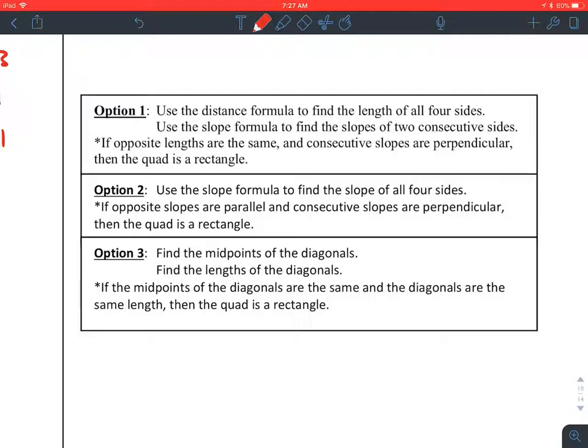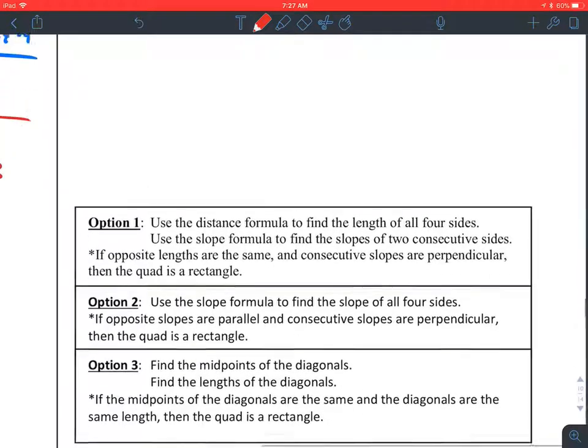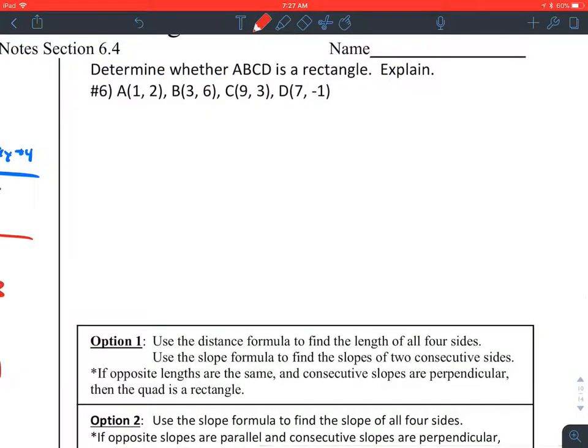Option 3, find the midpoints of the diagonals. If they're the same, it's a parallelogram. Then find the lengths of the diagonals. If they're the same, then that makes it a rectangle. I'm going to choose option 2 for this problem. Let's first determine if ABCD is a quadrilateral. If it's not a quadrilateral, then it cannot be a rectangle. So I'm just going to make a rough sketch.